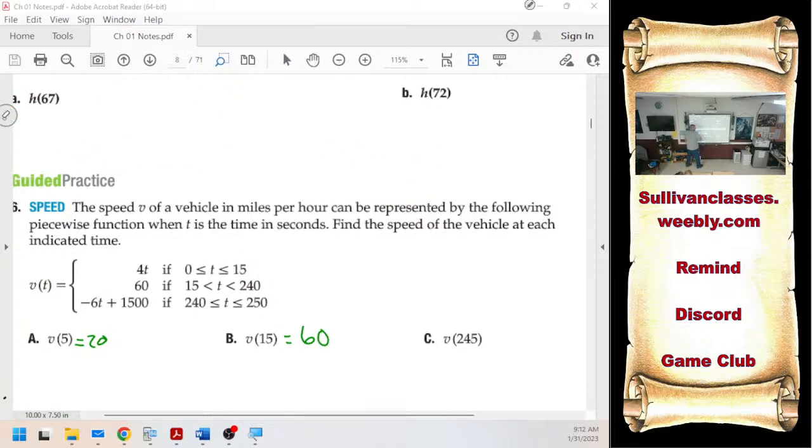And the last one, I put 245 in here as negative 6 times 245 plus 1500, which is negative 1470 plus 1500, which is 30? Damn, that was close. I said 25.